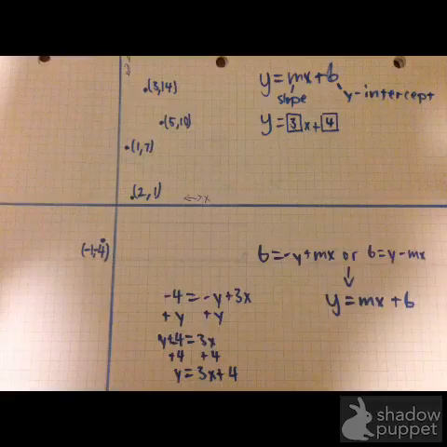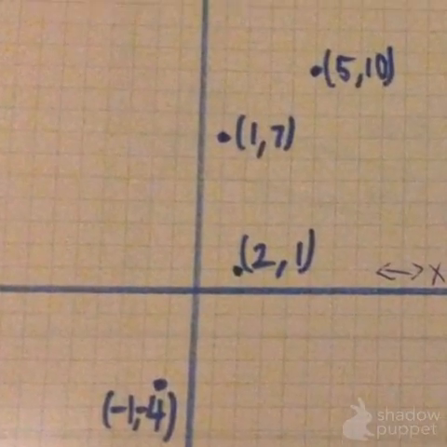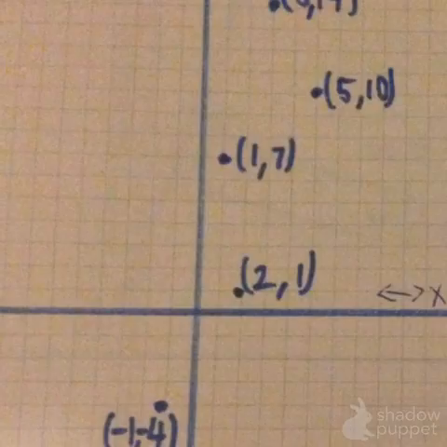For example, in the equation y equals 3x plus 4, 3 is the slope and 4 is the y-intercept. To graph an equation like this, we will be using points such as these. Remember, the first number is x and the second number is y.